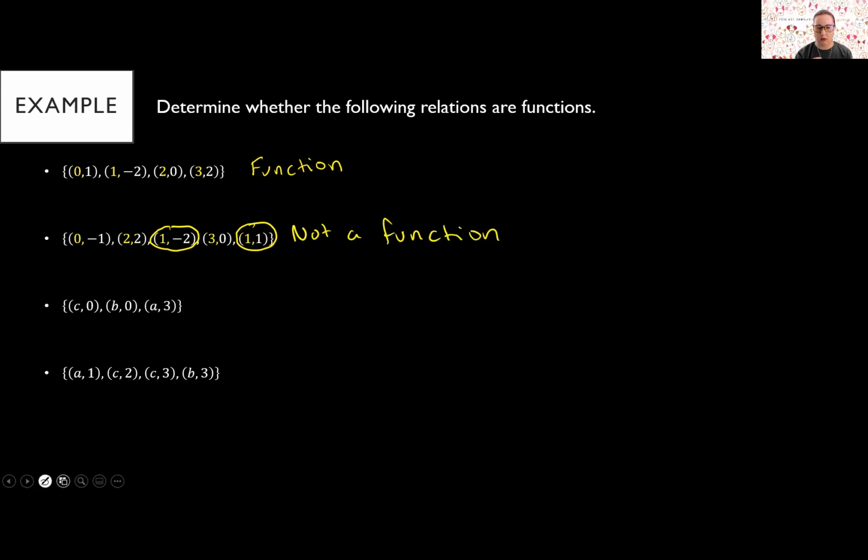So let's look at the next one. We've got C0, B0, and A3. So what do you guys think? Do you think this is a function or not a function, and why or why not? Function, there's no repeated X's. Yes, so this is a function. We don't have any input that's repeated. Our inputs are C, B, and A, nothing is repeated.